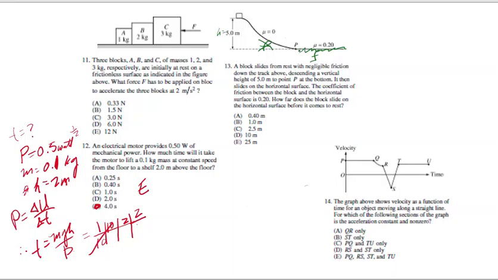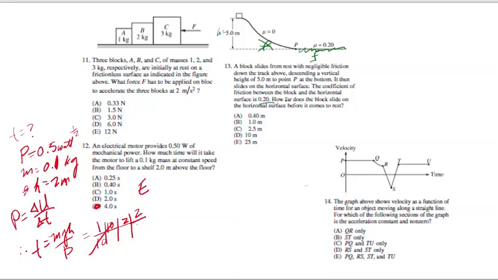It descends, falls down a vertical height, 0.05 meters to point P at the bottom. Then slides on the horizontal surface, which is rough. The coefficient of friction between the block and the horizontal surface is 0.2. How far does the block slide on the horizontal surface before it comes to rest?